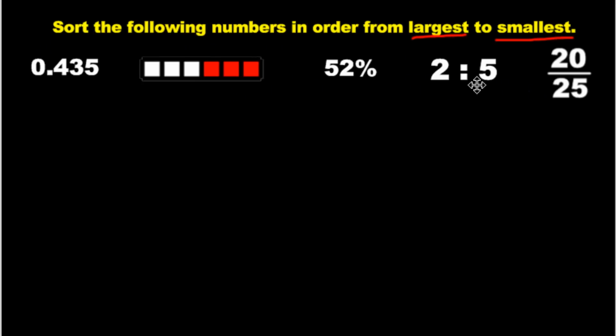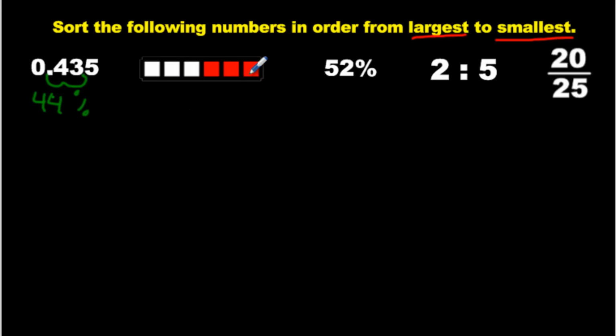Let's turn these all into percents. Let's do it for this one here. This is simple to turn into a percent. That's just .435. If we move it twice, we're going to get 43.5%. What does that 5 do to the 3? Yeah, it bumps it up to 44. 44% if you round it.